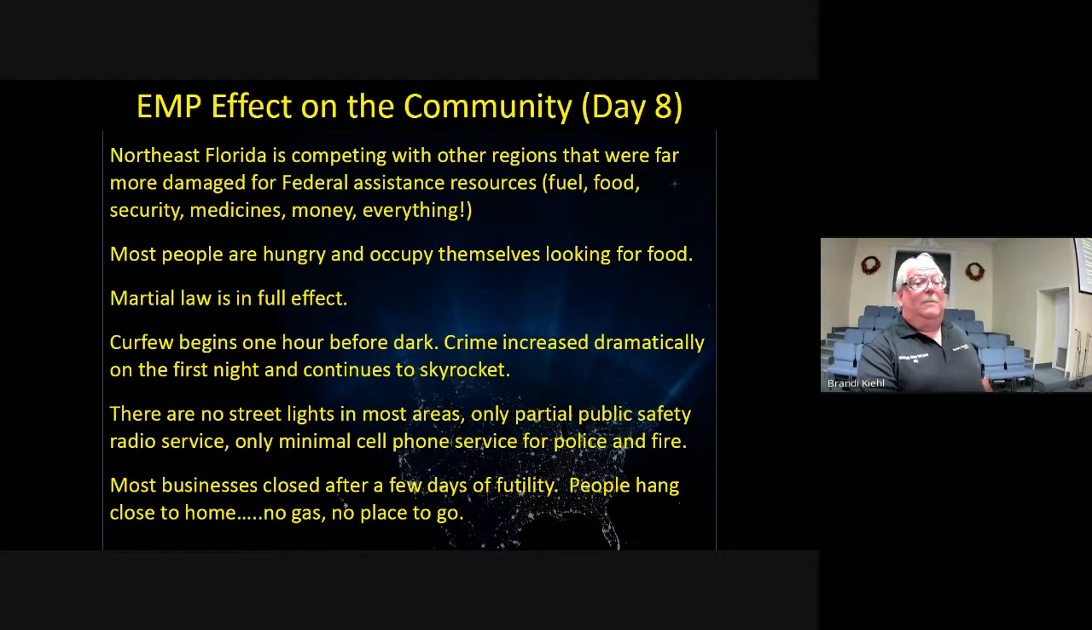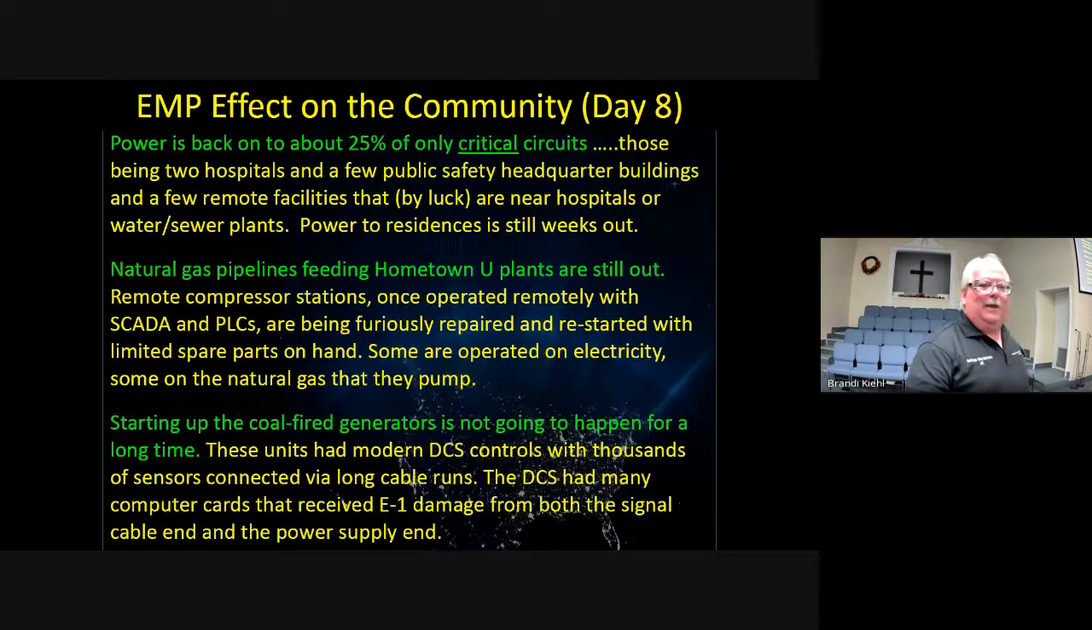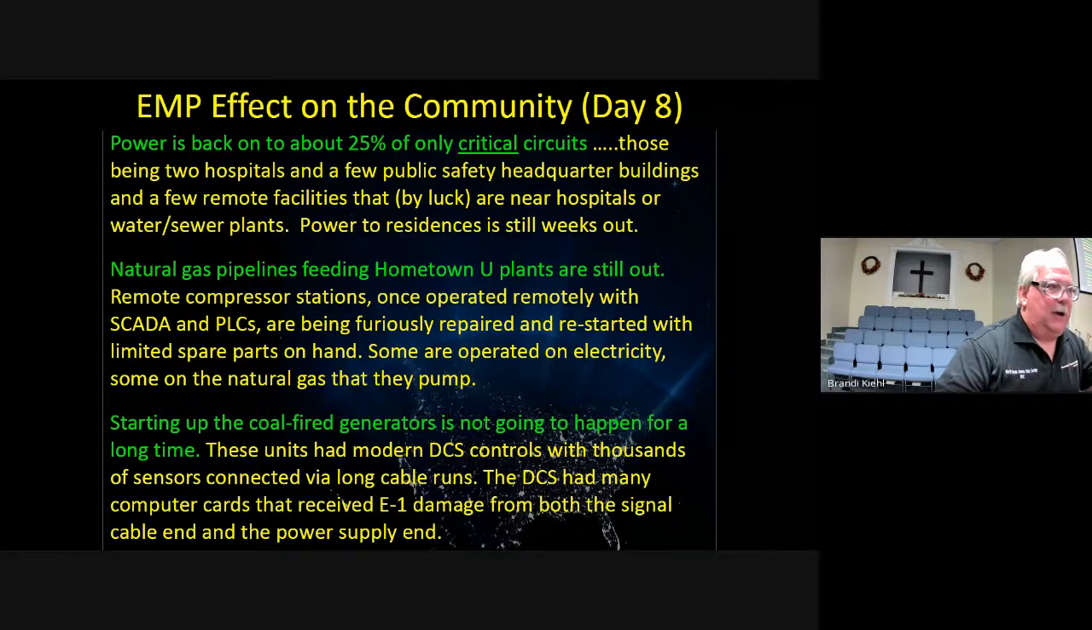Martial law. People are going to be hungry, looking for food. Crime's going to be drastically up from a week ago. Won't be no street lights in some areas. Only partial public service radio, if any. Most businesses closed after a few days because you can't sell nothing, can't buy nothing, can't see nothing. Still, by day 8, I'm guessing they'll probably have power back on to 25% of critical circuits. Police, fire, rescue, hospital, stuff like that. A fourth of them only.